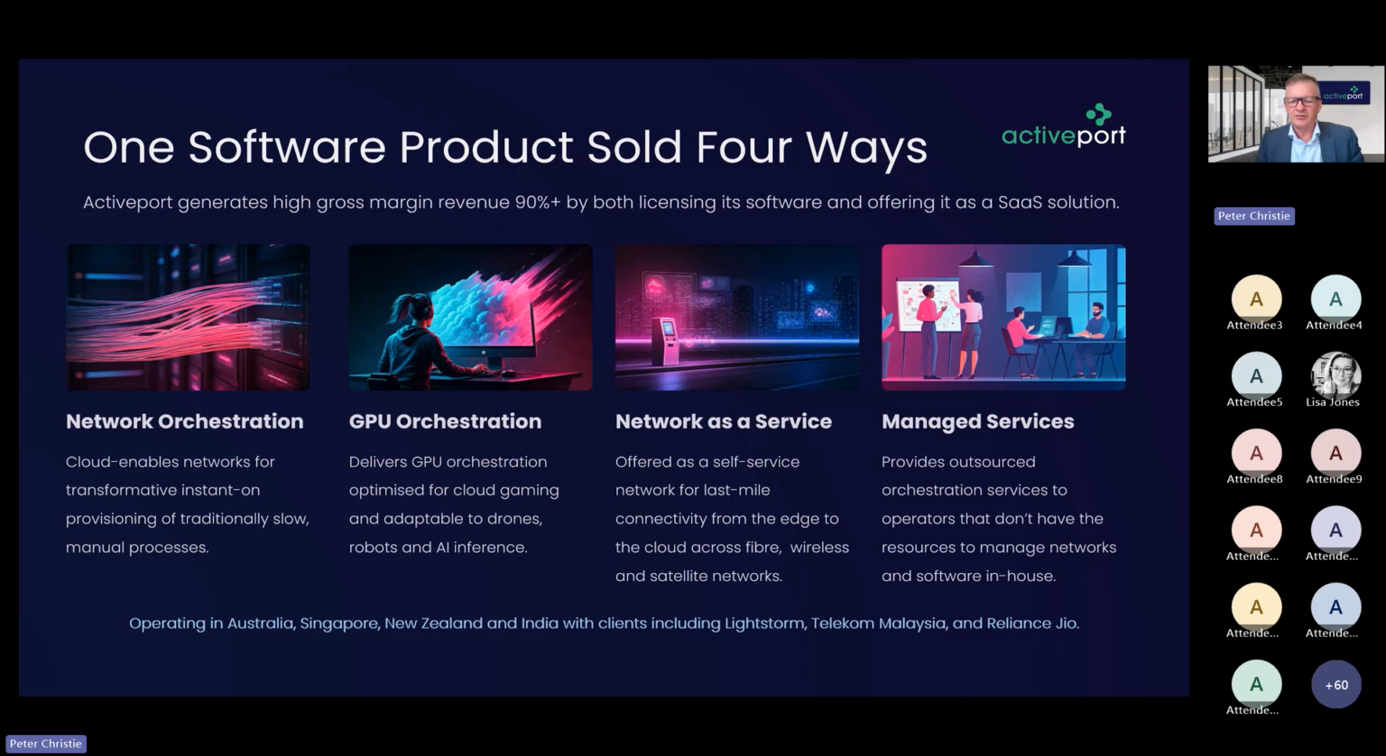We deliver managed services, both to implement our software and integrate it with our customers' back office systems. But we also are offering a full managed network service for some of our data center operators where they don't have the internal expertise to manage a network themselves. And so it's one software product and we're selling it 4 different ways across the world.